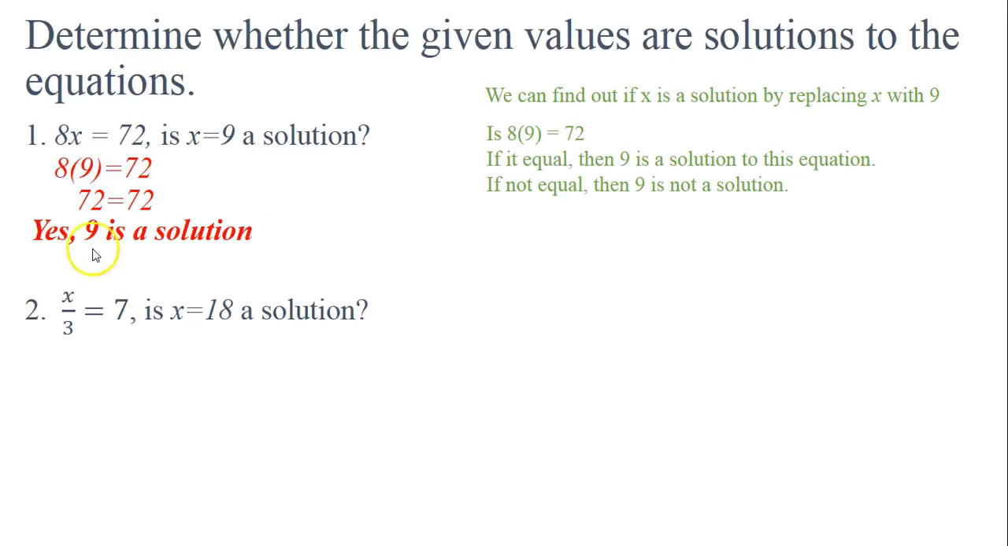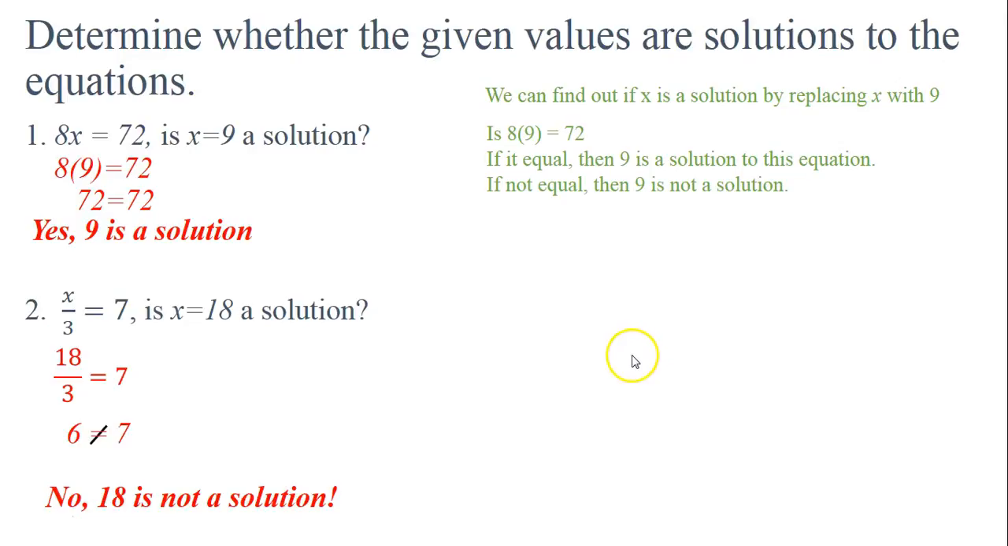On the second one, x divided by 3 is equal to 7. Is x equals 18 a solution? So we're going to plug in 18. We're going to substitute 18 in for x. 18 divided by 3 is equal to 6. 6 does not equal 7. So I put that slash through my equal sign to show that it is not equal. So no, 18 is not a solution.